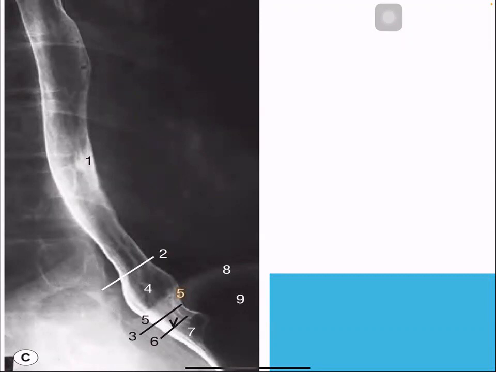Number 1, left atrium impression. Left atrium impression.